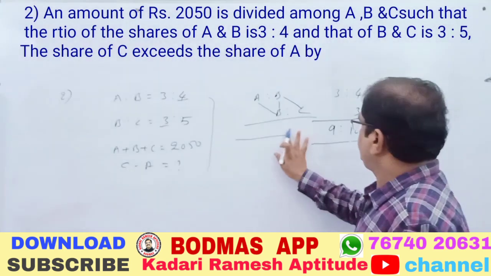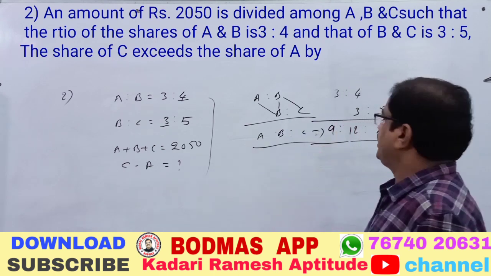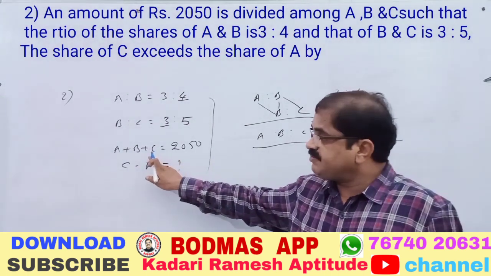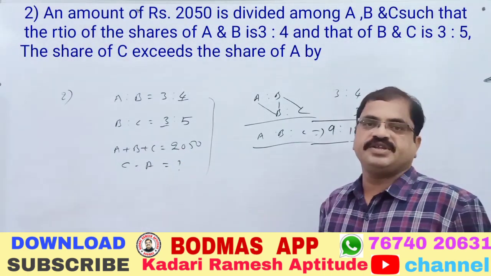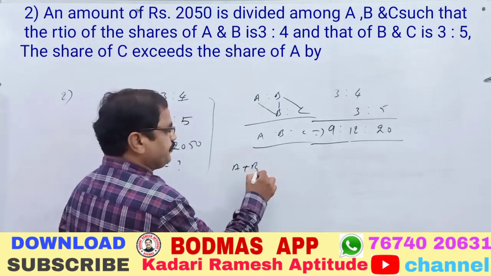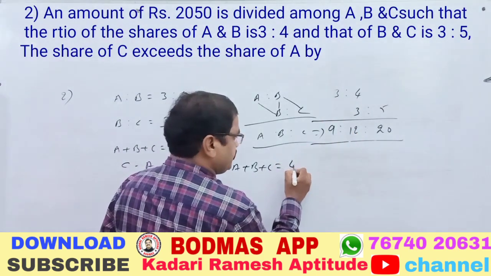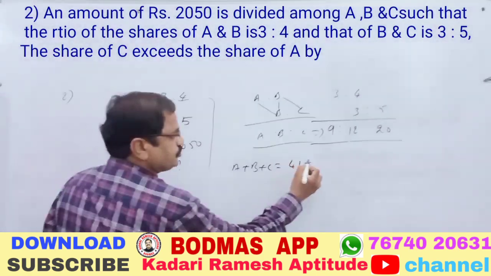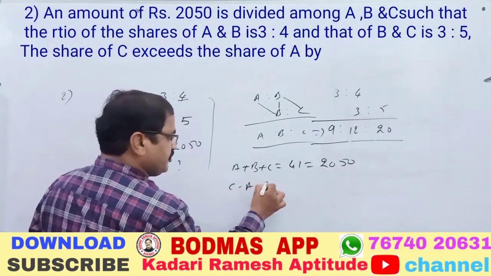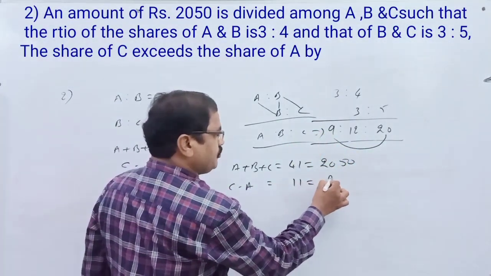Now A is to B is to C is equal to 9 is to 12 is to 20. Now what is asked in the question? A plus B plus C is 2,050, and C minus A is asked. Now A plus B plus C is equal to 20 plus 12, 32, plus 9, that is 41 parts. 41 parts is equal to 2,050. Now C minus A is equal to 20 minus 9, which is 11 parts. How much is that?